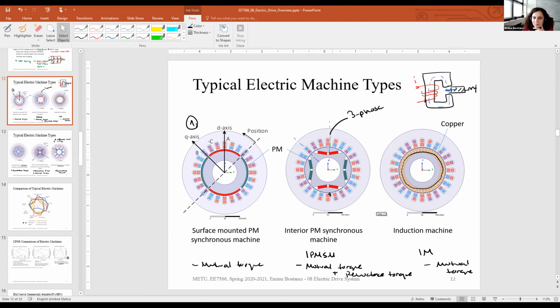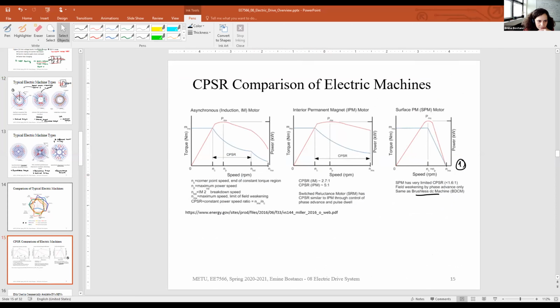Therefore, these IPMSMs are also good for high-speed operation in terms of the mechanical robustness, because since the magnets are inside the rotor, they cannot fly out. Here, the magnets can fly out. So therefore, the IPMSMs are also better in terms of mechanical robustness, plus better, how do we call it, CPSR.